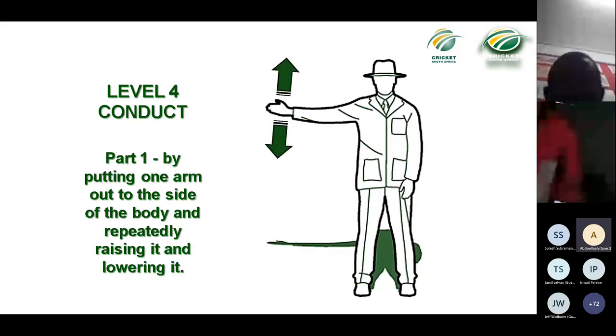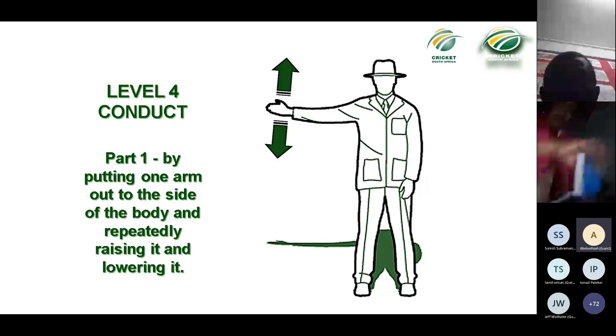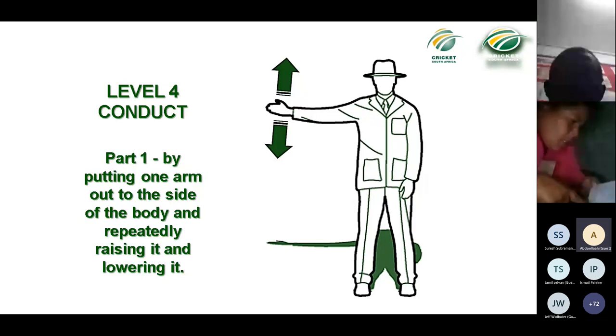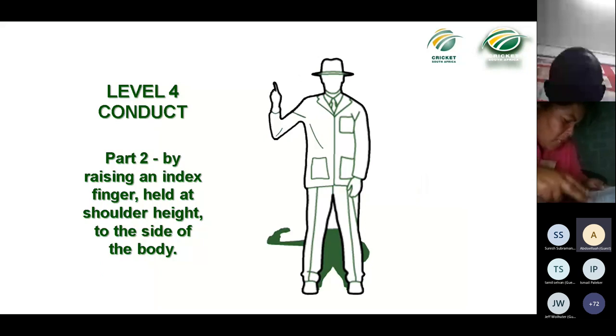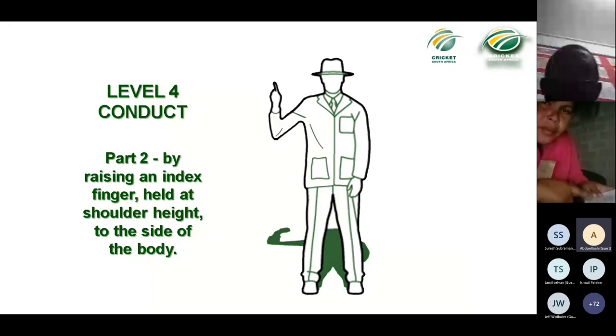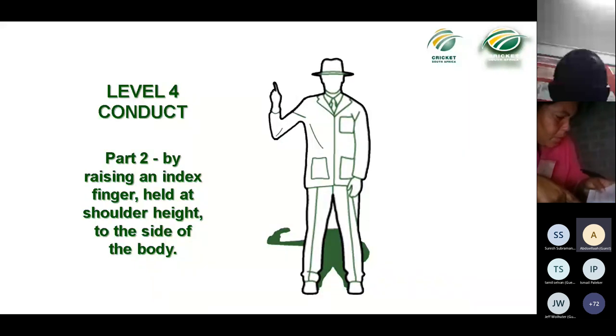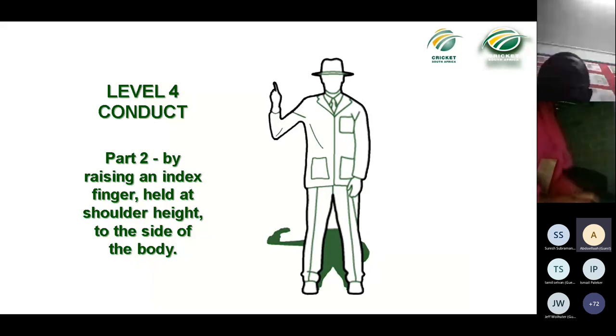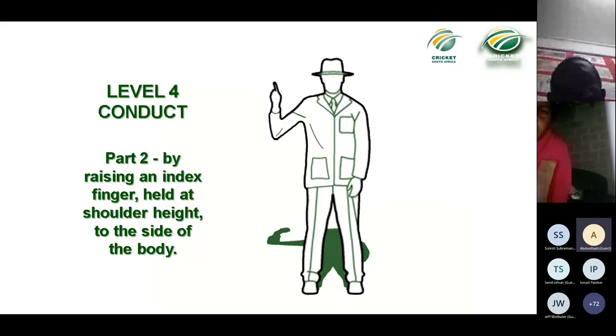If a level 4 offense happens on the field, again, there are two signals. Like a traffic cop, putting your arm next to your body and moving it up and down. That's the first signal. And the second signal is raising an index finger slightly below head height. So now you can see why it's important when you give the out signal that the out signal needs to be above the head, with the index finger raised above your head. That should be your out signal, because the second signal for a level 4 offense is raising an index finger held at shoulder height to the side of the body.